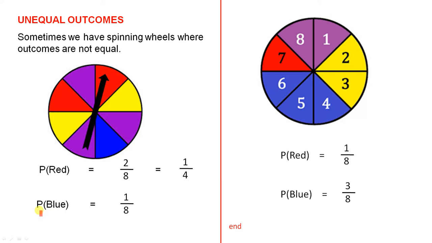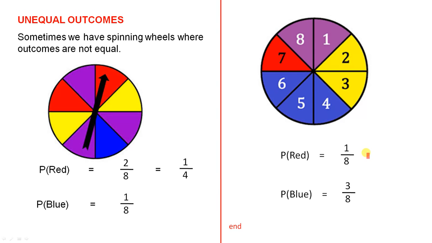However, what's the probability of landing on a blue? Well, there's only one area with blue. That's why that's a 1. And there are 8 separate areas, so the probability of landing on a blue is 1 over 8. So basically what we're saying is the probability of landing on a red is greater than the probability of landing on a blue, because you have 2 reds but only 1 blue.